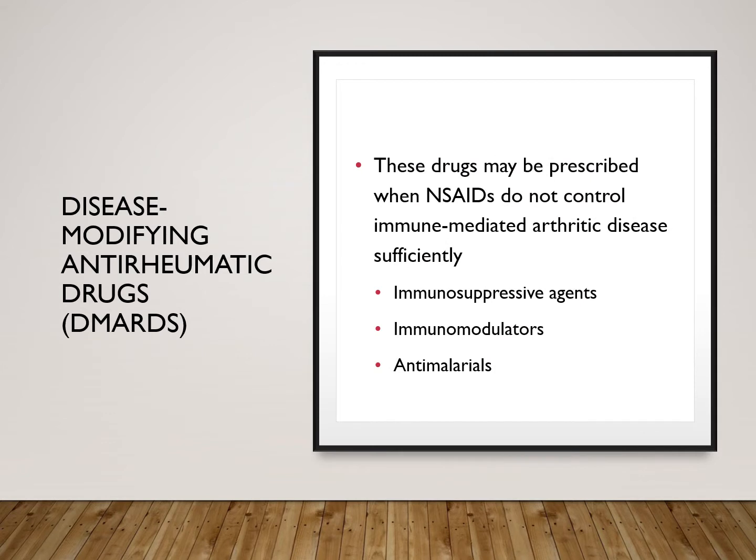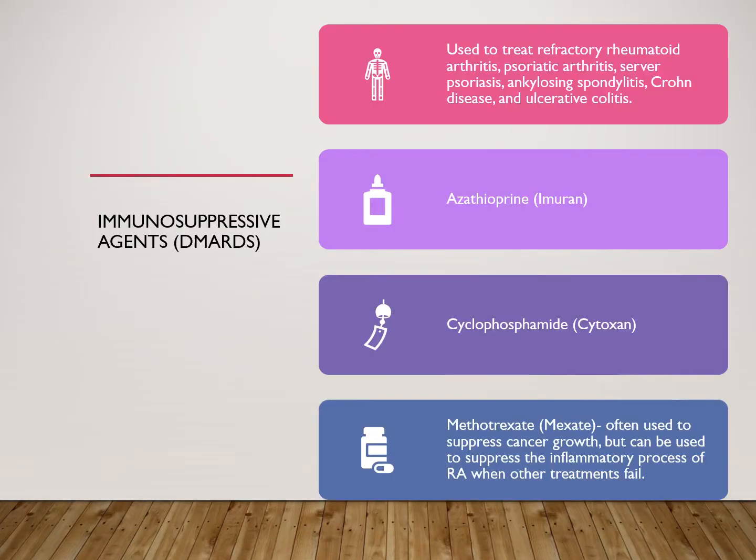Disease-modifying anti-rheumatic drugs, DMARDs. And I will be calling these DMARDs from now on because it's so much easier to say. These drugs may be prescribed when NSAIDs do not control immune-mediated arthritic disease sufficiently. We're going to talk about immunosuppressant agents, immunomodulators, and antimalarials. The DMARDs are used to treat refractory rheumatoid arthritis, psoriatic arthritis, severe psoriasis, ankylosing spondylitis, Crohn's disease, and ulcerative colitis.